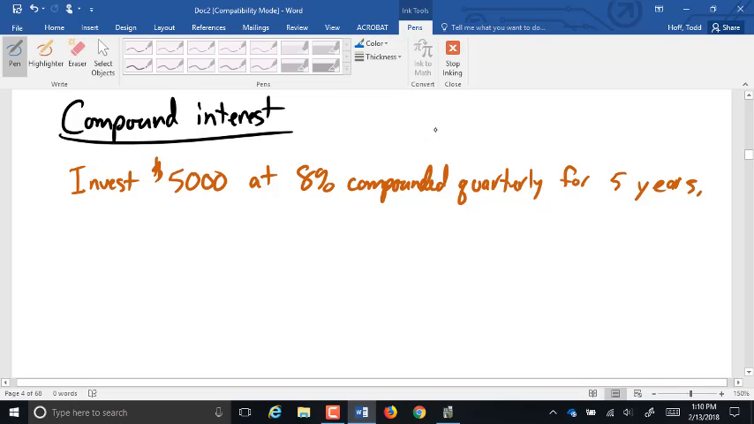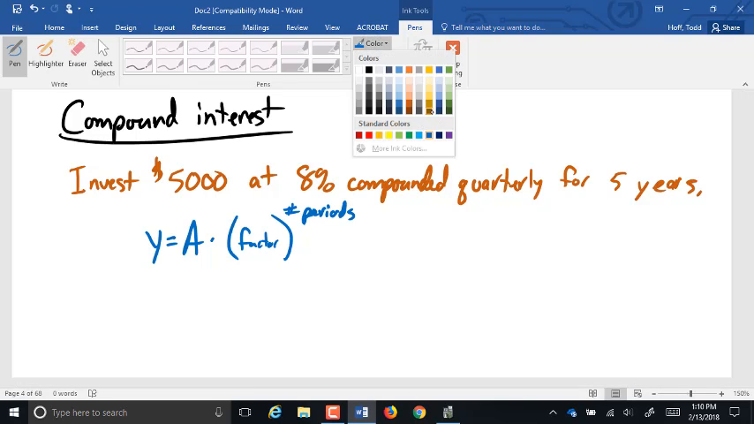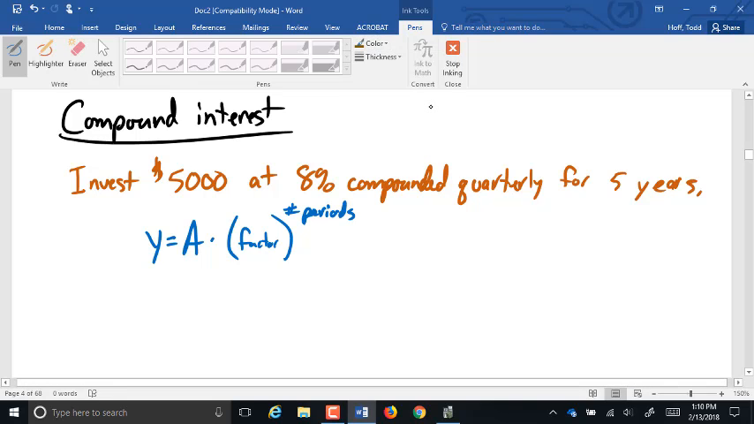The formula that governs this, y is equal to that initial amount times that factor, that compound interest factor, that rate per period, to the power of the number of periods. And the reason I wrote them out in words for right now is there are going to be some considerations here. That initial amount is always the same. That factor is 100% plus an increase per period.